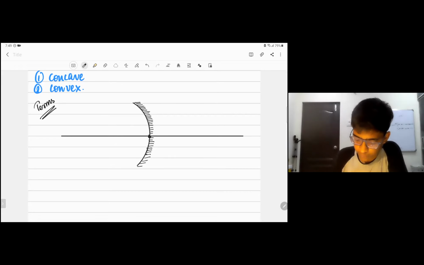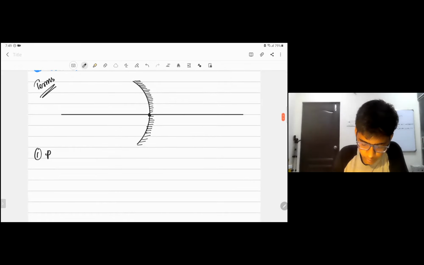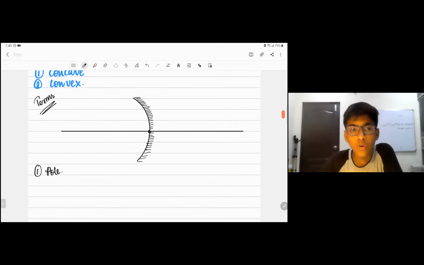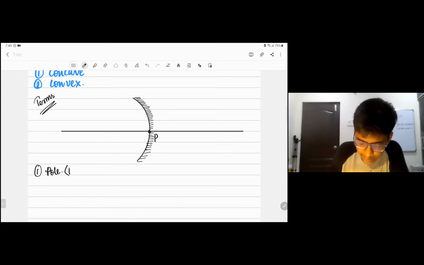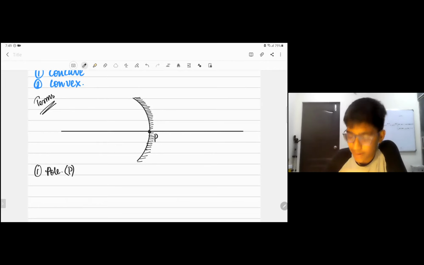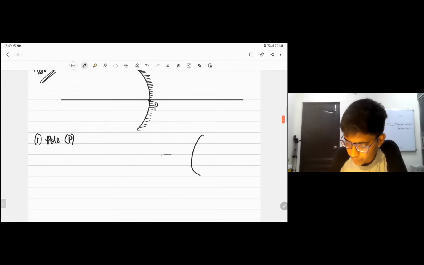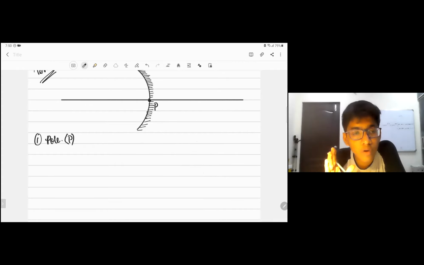The first term is pole. Pole is the midpoint of the spherical mirror. This part here, where I have drawn a line, is called pole. I'm going to represent pole with capital P. For every spherical mirror, for example if I draw a convex mirror, then this part is going to be my pole. The midpoint of the spherical mirror is called pole.